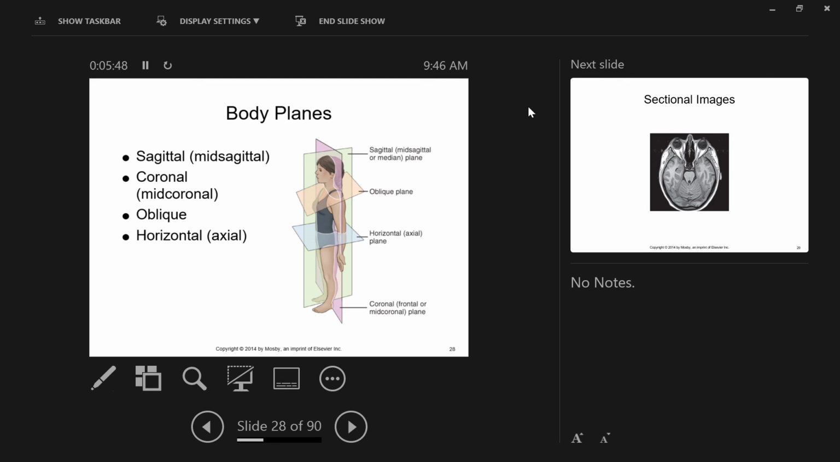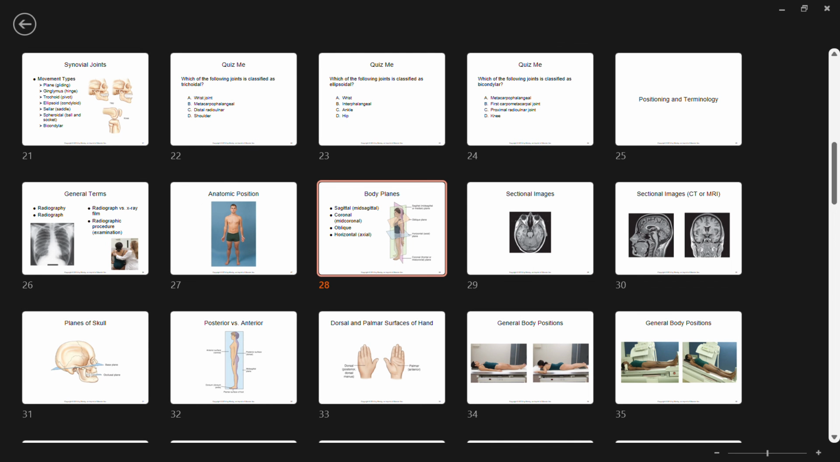You notice I skipped one, the oblique plane, right? The oblique plane can go at any angle that is not exactly 90 degrees to one of these other planes. Okay, so the oblique plane is nothing specific. It's just any plane that is not exactly 90 degrees from any of these others. It's kind of an in-between.